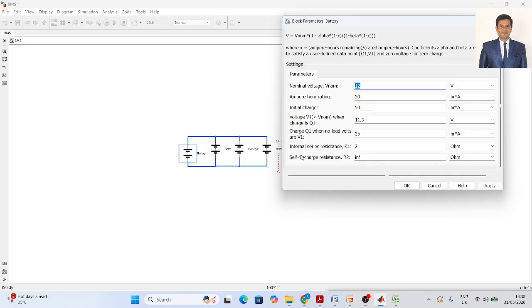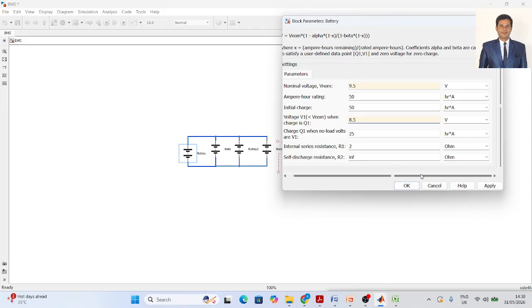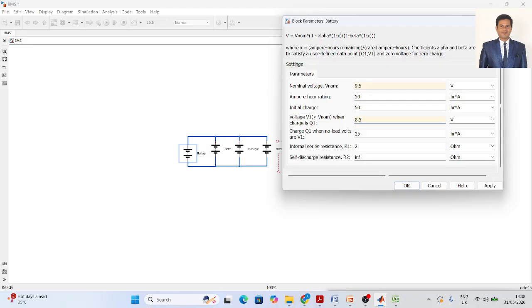okay. And internal resistance, what the internal resistance should be, also double click and you have to put the values in that, okay. You can change the values, okay. You can change to 9.5 volts like this, okay. I'll change it to 8.5 volts, okay. Then change the rating of your batteries. That is, I'll keep 25 ampere hours each, okay. Then apply and okay.